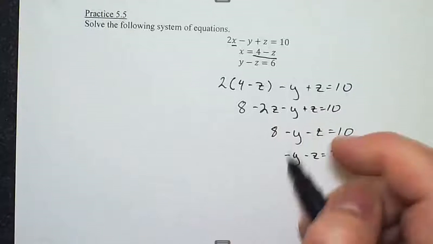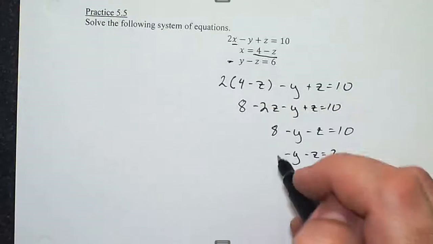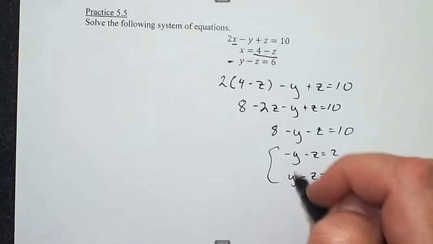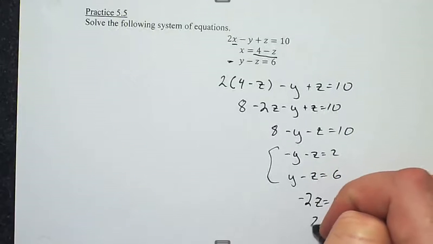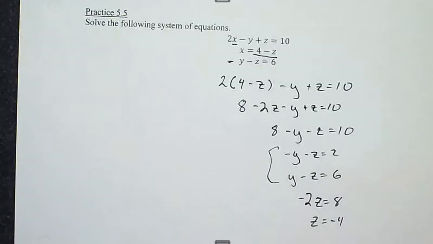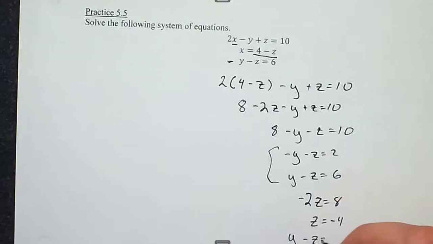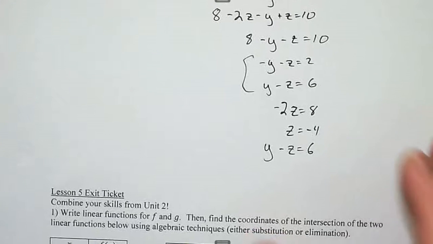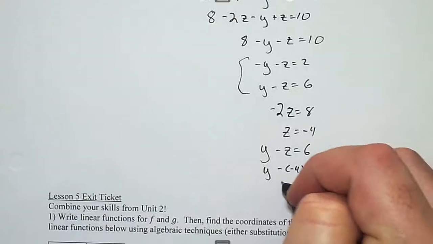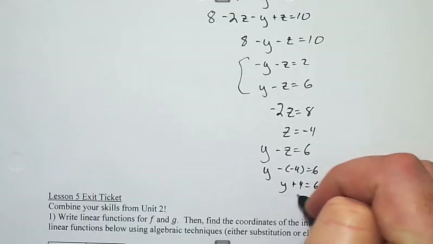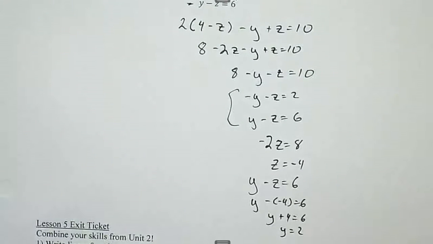All right, now this other equation is y minus z equals 6 from up here. And I can solve that resulting system very easily by adding the two equations, and I get negative 2z equals 8, so z equals negative 4. Now that I know that z equals negative 4, I'll plug it into this y minus z equals 6. So I get y minus a negative 4 equals 6, so y plus 4 equals 6, so y must equal 2.